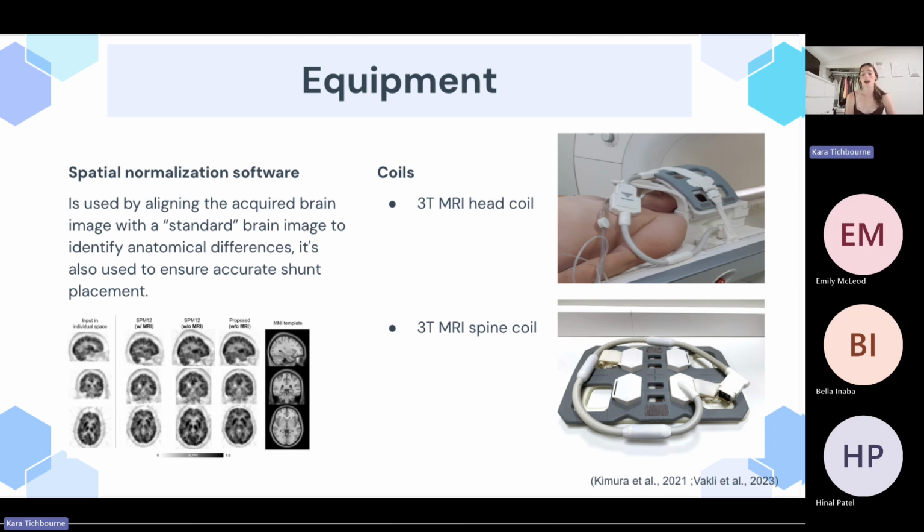Coils that will be used for a head MRI. For hydrocephaly, we're going to use a 3T MRI head coil, as you can see in this image here. We choose the 3T MRI head coil because it has better SNR, better spatial resolution, and will minimize artifacts. When assessing the entire shunt, we then also have to use a spine coil, as seen in this one here. And again, we choose the 3T one to improve spatial resolution.